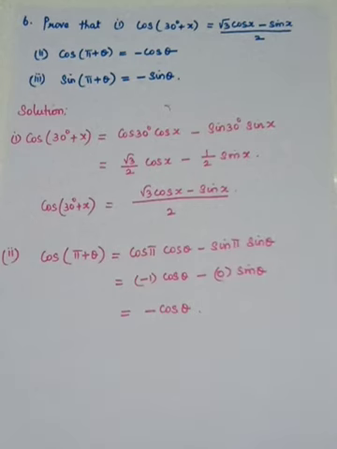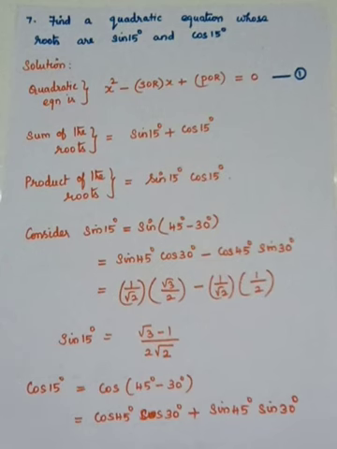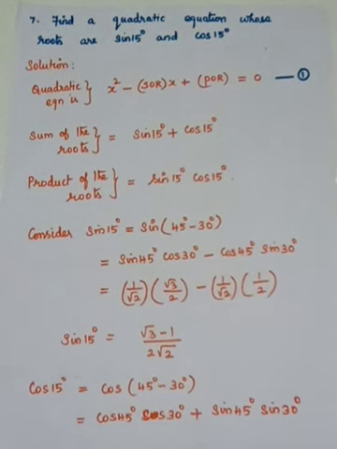So the third subdivision you have to try. Okay. So come to the seventh problem. Find a quadratic equation whose roots are sin 15 degree and cos 15 degree. So you have to write the quadratic equation having the roots sin 15 degree and cos 15 degree. So the quadratic equation, how will it be? x square minus sum of the roots into x plus product of the roots is equal to 0. If it is equal to 0, it's a quadratic equation.